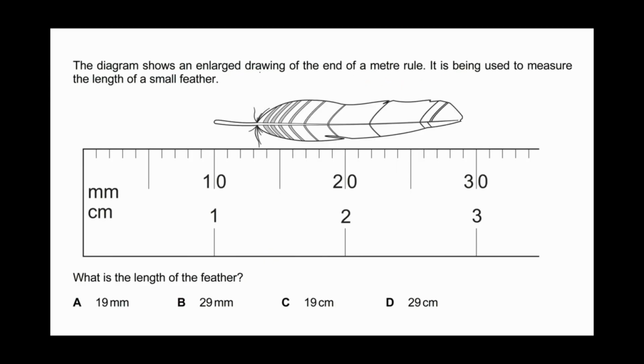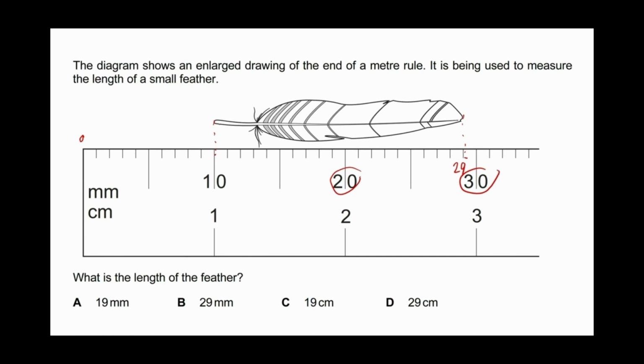The diagram shows an enlarged drawing of the end of a meter rule. It's being used to measure the length of a small feather. Small feather here. Look at this. Please pay attention to these things because sometimes they are tricky. The end is at this point. We have here 20, 30. We have 10 spaces. So 21, 22, 23, 24, 25, 26, 27, 28, 29. So this is 29. It doesn't start from 0. It starts from here. It starts from 10.